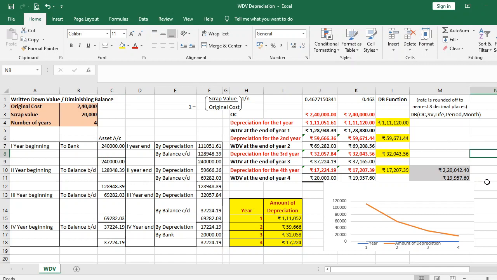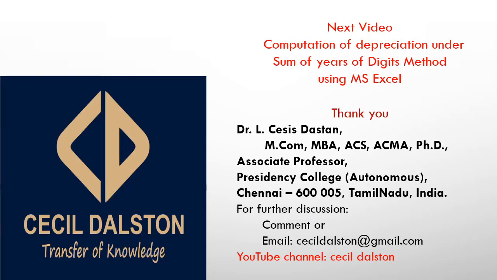So in this video, we discussed what is written down value or diminishing balance method of computing depreciation. We discussed the depreciation rate and also how to compute the amount of depreciation. Then we also discussed the DB function, how to compute the amount of depreciation using the DB function. We also drew a diagram. Then the asset account also we discussed. In the next video, we shall discuss computation of depreciation using the sum of years digits method in MS Excel.